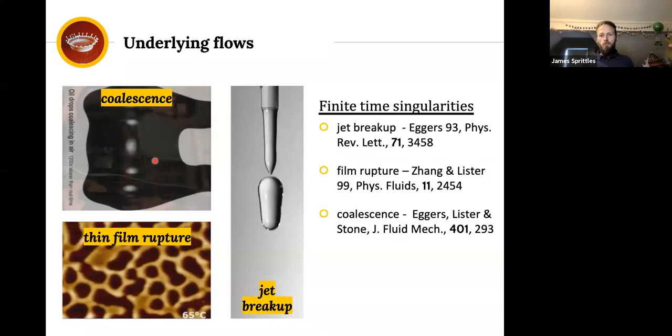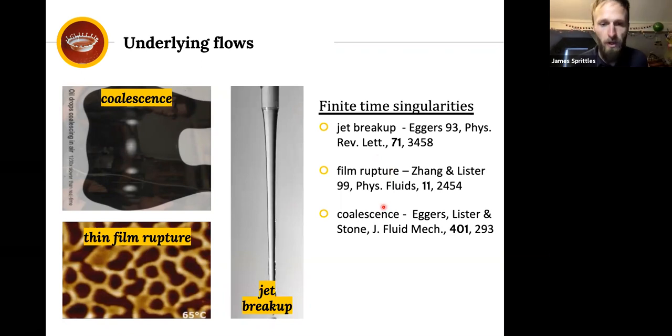Fundamentally from a modeling perspective, these are flows which have attracted a lot of interest over the last 20 years or so because they exhibit finite time singularities. And that was our initial motivation for looking at those. But as you'll see later, the work went in a different direction.